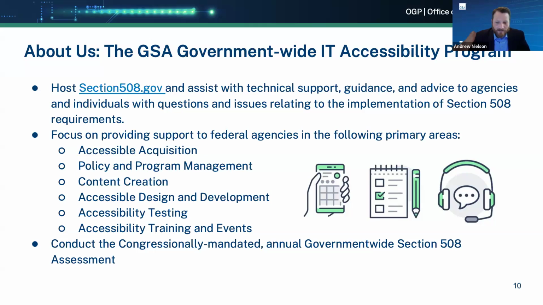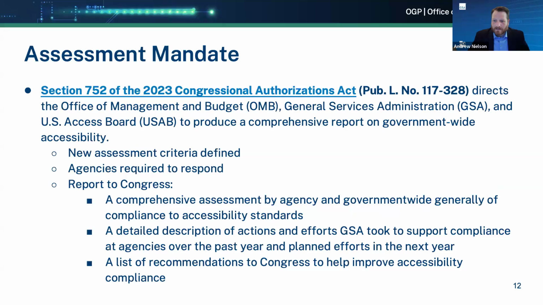And then again, we conduct our congressionally mandated annual report now. We've produced one of those and are currently in the process of producing the second. That report was required as part of a provision in the Consolidated Appropriations Act of 2023 that required the Office of Management and Budget, OMB, to define new assessment criteria for federal agencies. And then it required federal agencies to respond, of course, to that report.